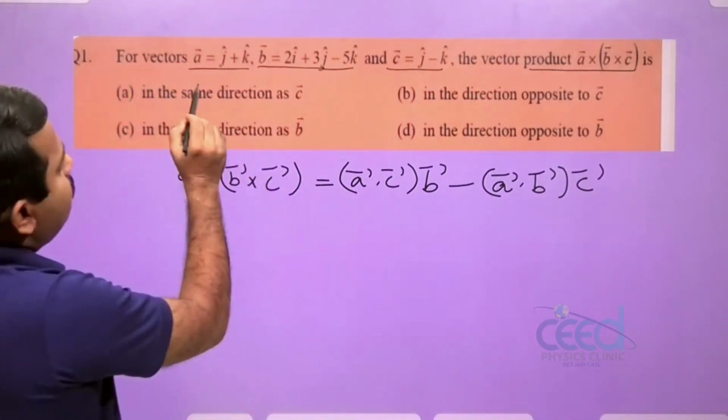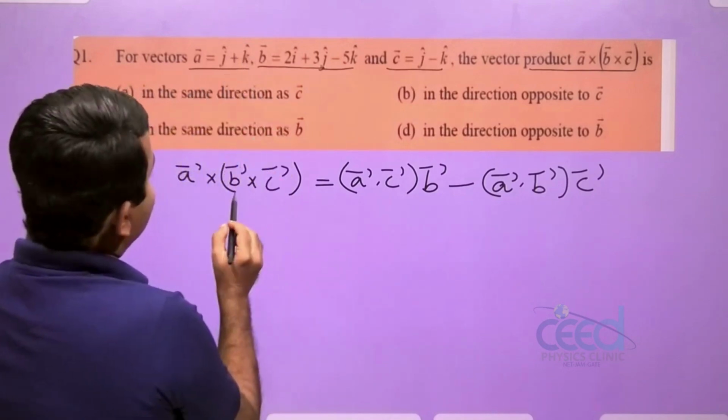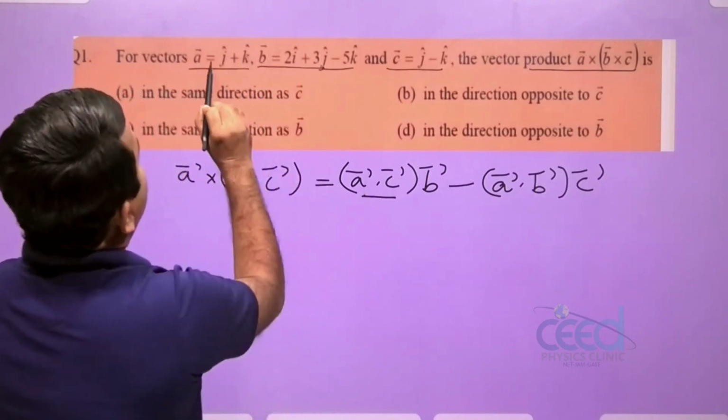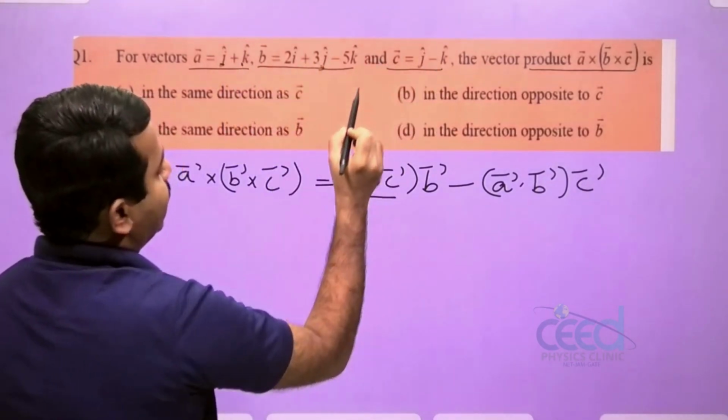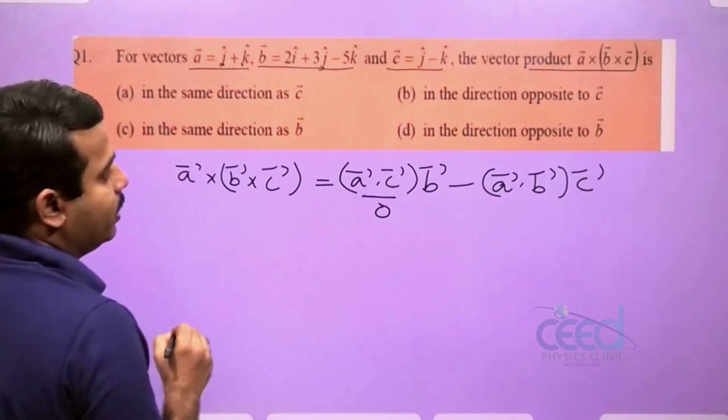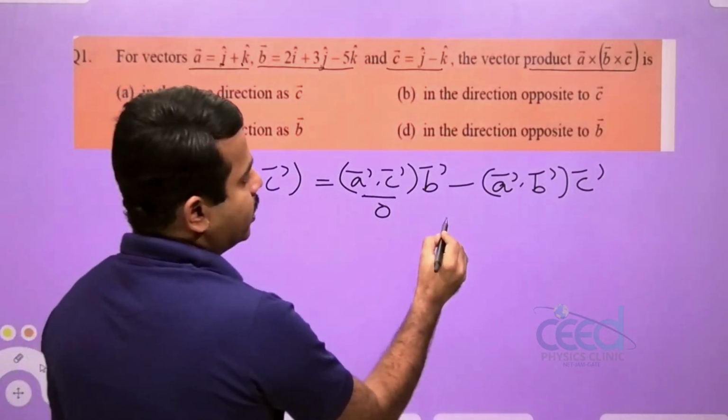See, A is equal to j plus k. What is A dot C? j dot j is 1, k dot minus k is minus 1. Then this part is 0, right? So we need not calculate this.